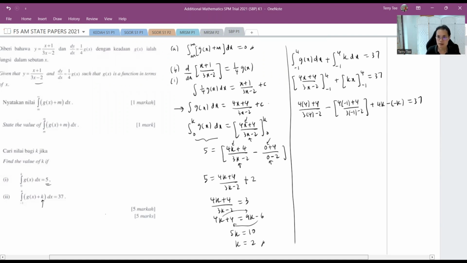So this is 16 plus 4, which is 20. 20 divided by 10, I got 2 here. You can't do it mentally, please use your calculator. And this is just 0, because minus 4 plus 4 is just going to give us 0. And you have a 4k minus minus k. This gives us 5k. The result is 37. 5k is now 37 minus 2, 35. K is just 7.